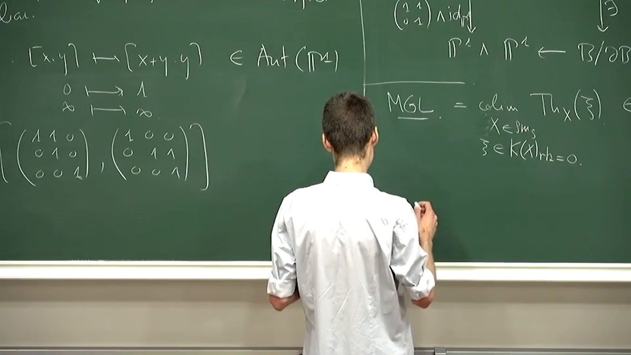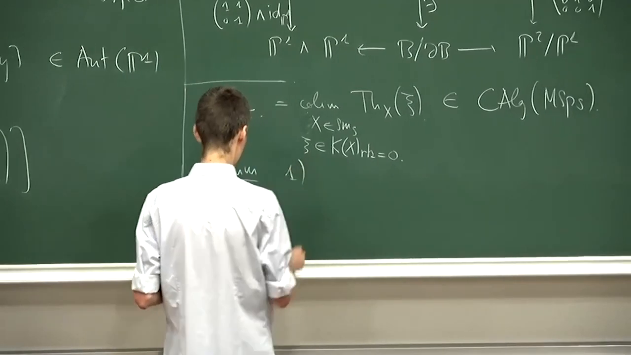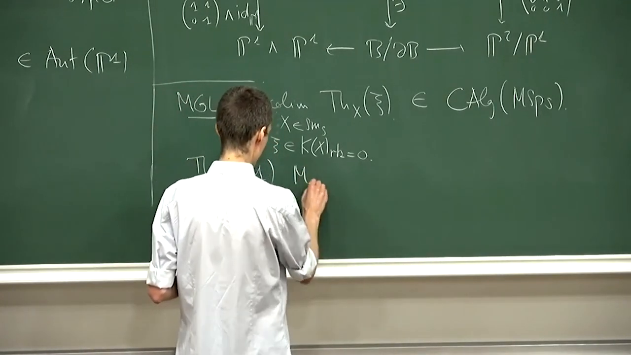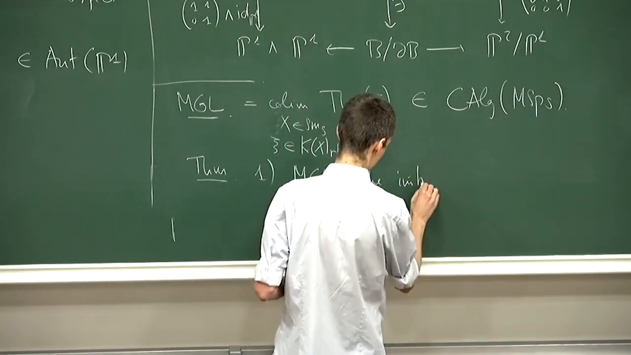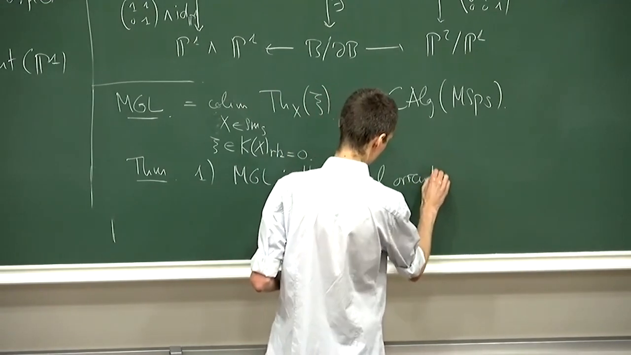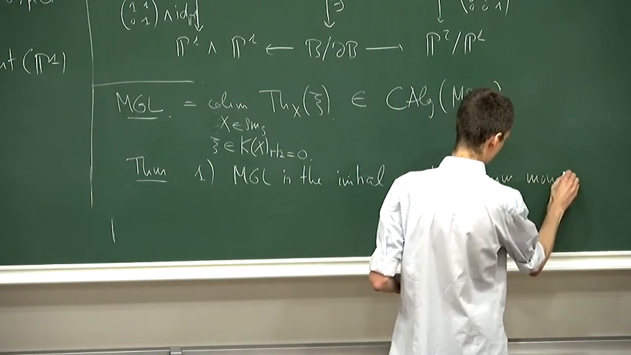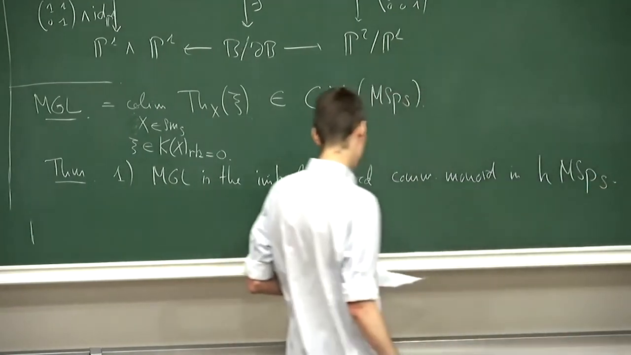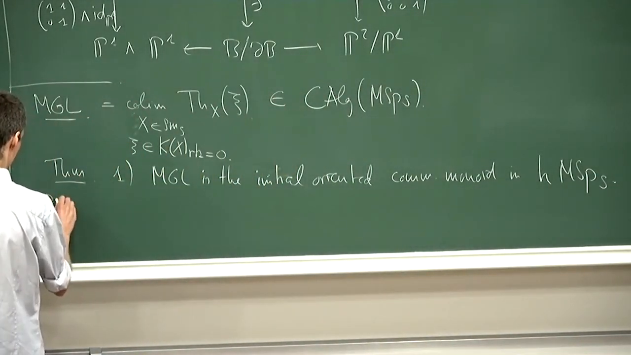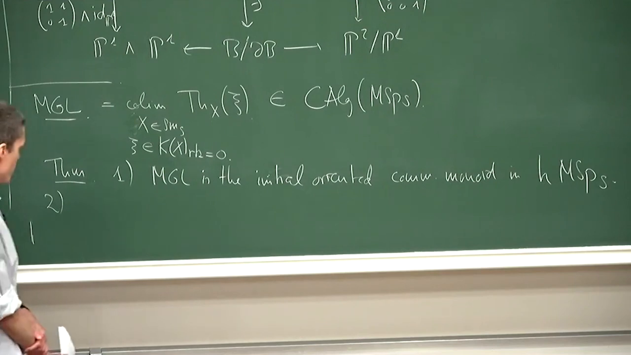Okay, and then let me mention a few results we have about this construction. First, MGL is the initial oriented ring spectrum, the initial oriented commutative monoid in the homotopy category of motivic spectra. So this is the usual universal property of cobordism. Complex cobordism and algebraic cobordism have this property.